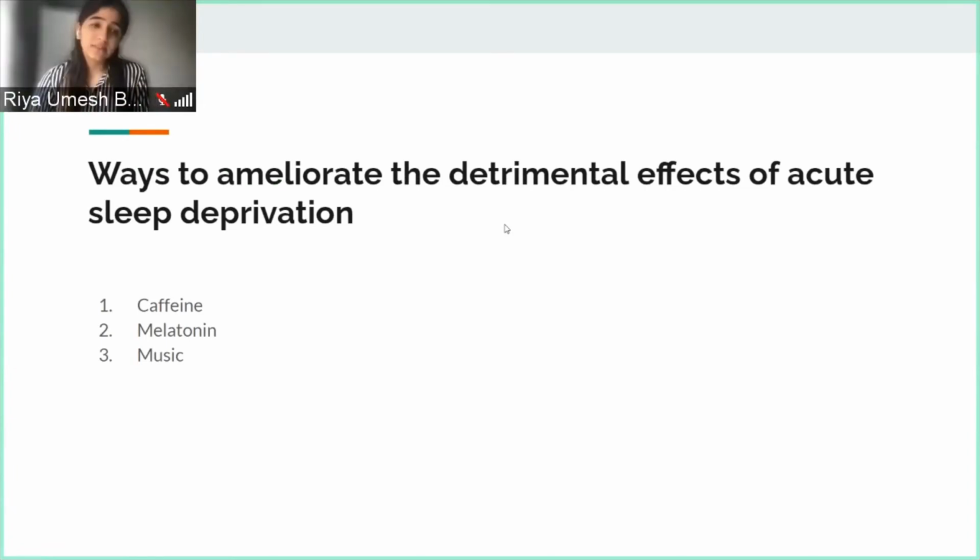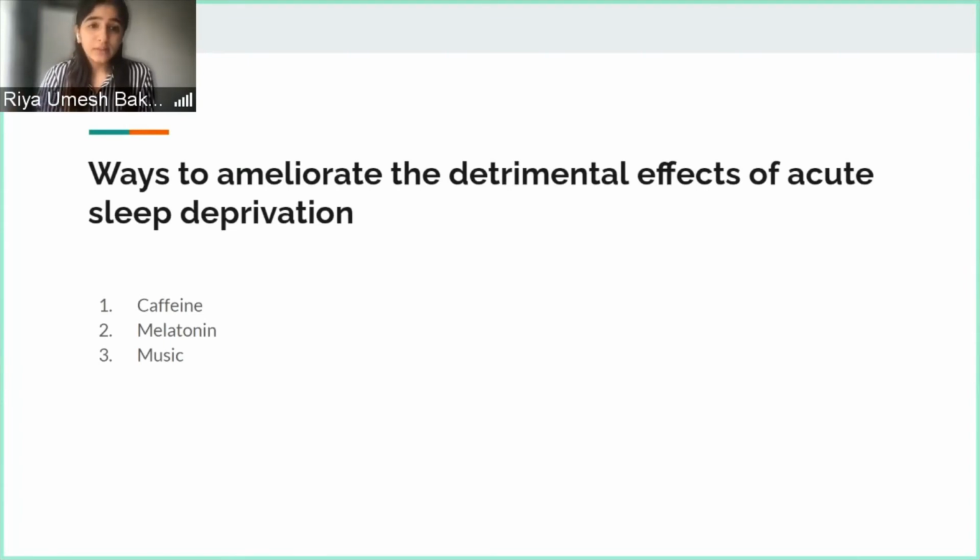These studies show us that sleep deprivation consistently impairs performance on vigilant attention tasks, but has mixed effects for tasks that measure other aspects of cognition. And more often than not, we end up finding ways which help us ameliorate these detrimental effects of acute sleep deprivation. So to study a few commonly used techniques like caffeine, melatonin, and music, we researched a few studies that help us understand how exactly they affect our nervous system and whether or not they are effective in certain conditions that participants were studied on.